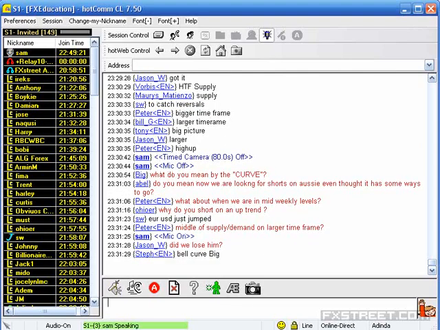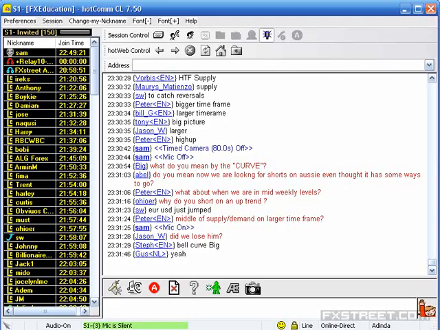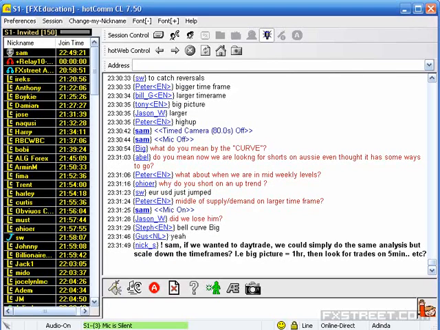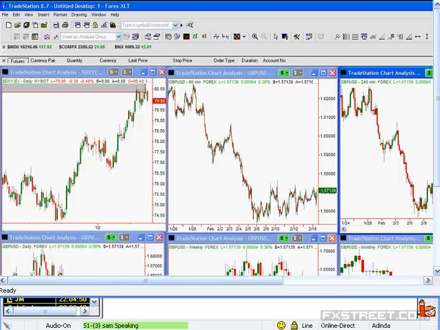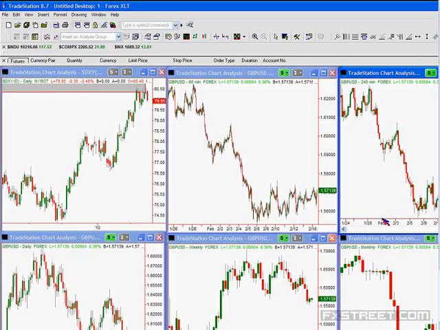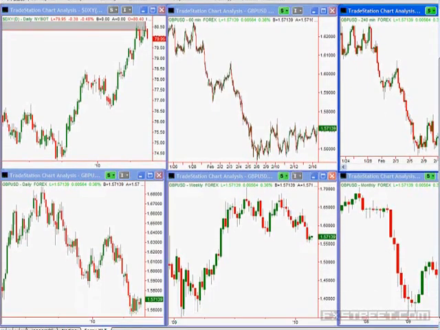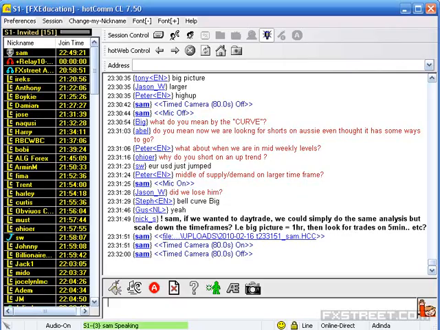Okay, just a second here. I'll get this up. Hoyer is asking a good question here. Why do you short on an uptrend? That is a great question. Hang on one sec. Let me capture this chart for you. There we go. You should be able to see 6 charts of the British pound.